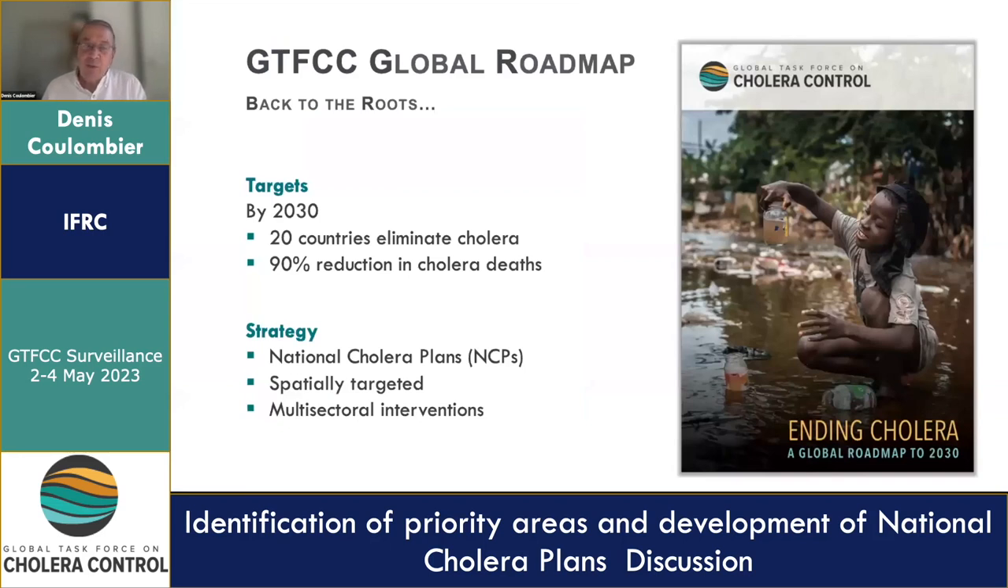And we start by getting back to the roots, and the roots is the global roadmap for 2030, with the targets of eliminating cholera in 20 countries and reducing the cholera deaths by 90% by the year 2030. And the strategy for achieving the global roadmap relies on the concept of national cholera plans that the countries develop and then implement, and specially targeted intervention and multi-sectoral intervention. So those are the basic principles of the strategy for cholera control and elimination by 2030.